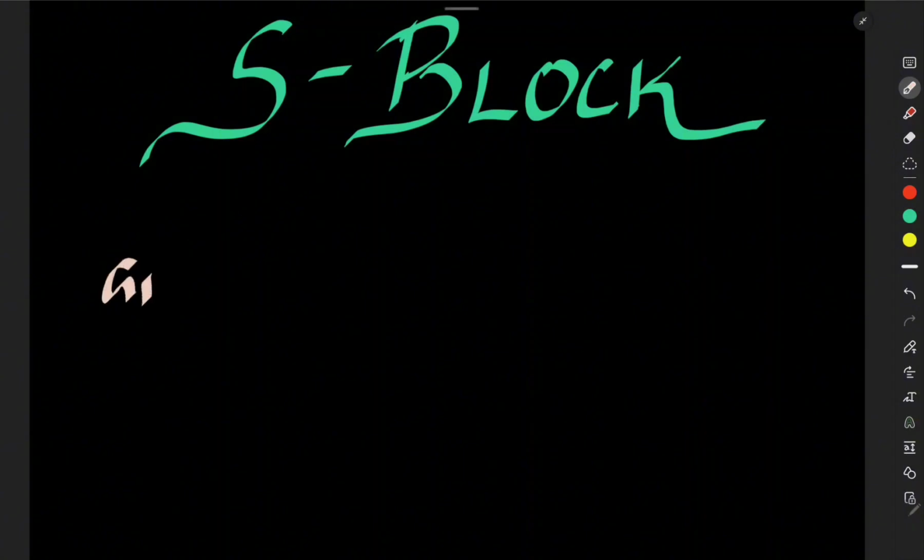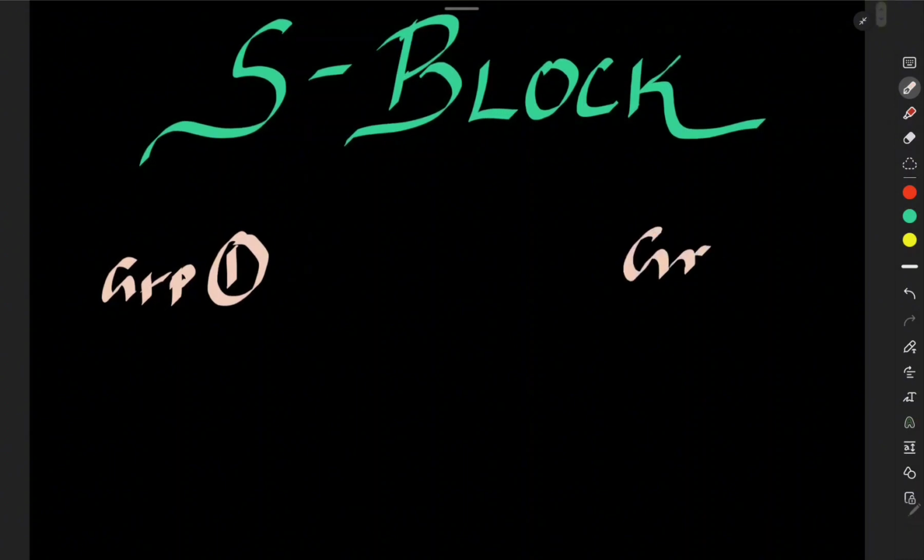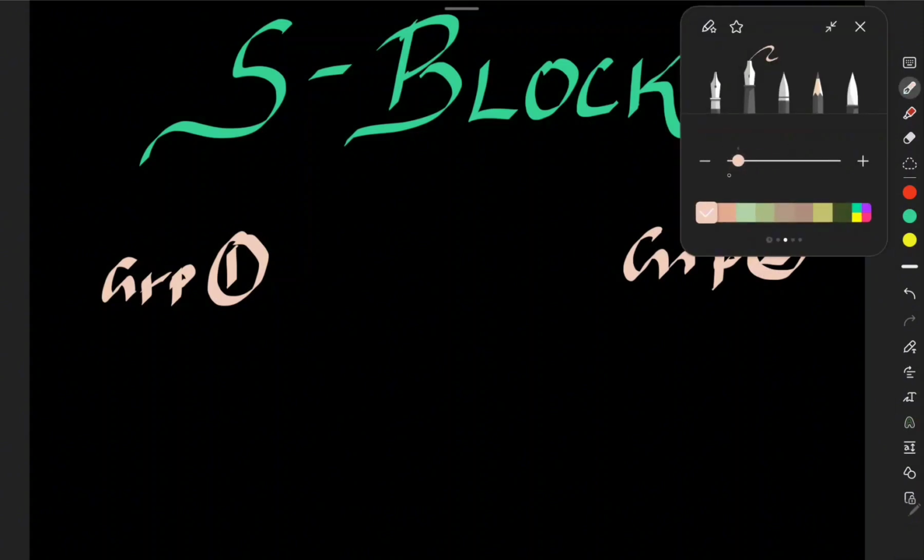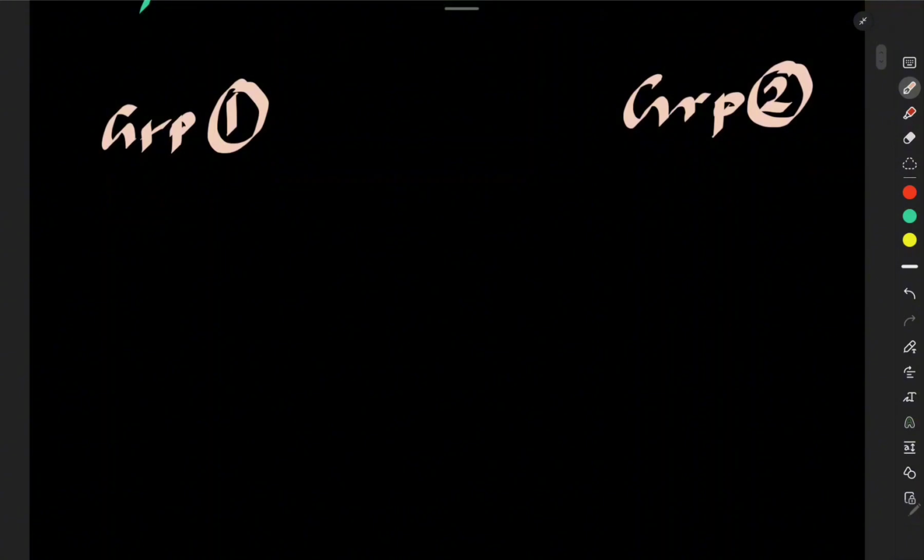They are group 1 and group 2. Okay, let's talk about group 1 elements. All the group 1 elements are metals except hydrogen.